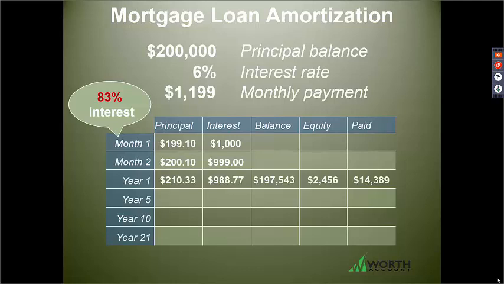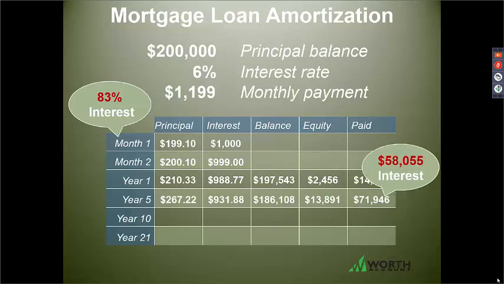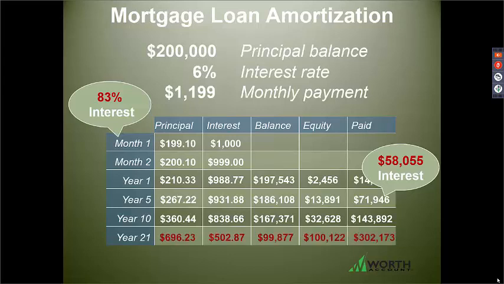1 year into it, you've paid in $14,000. We've got $2,400 in equity. 5 years into this, we've paid almost $72,000 into it. We've got $13,000 in equity. $58,000 went to interest. 10 years into it, we've paid $143,000. We've got $32,000 in equity.